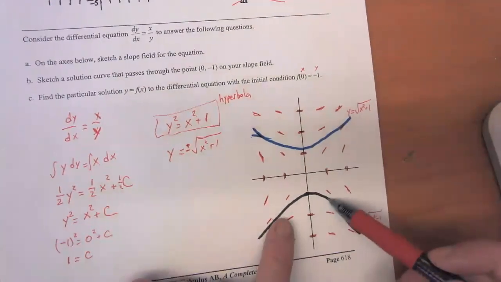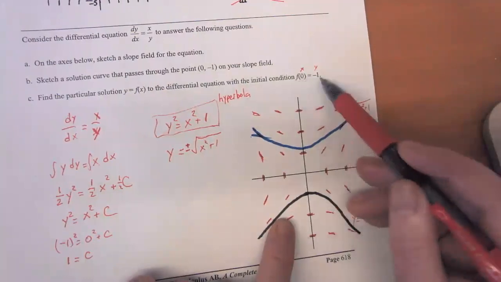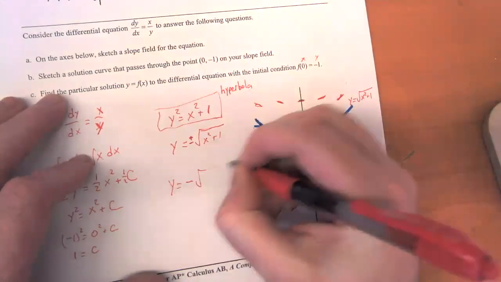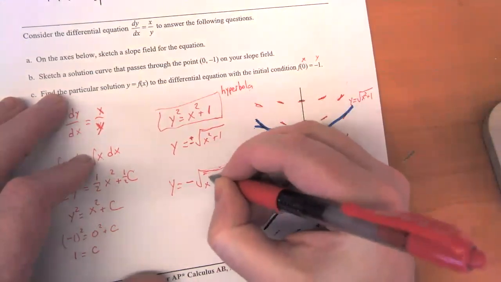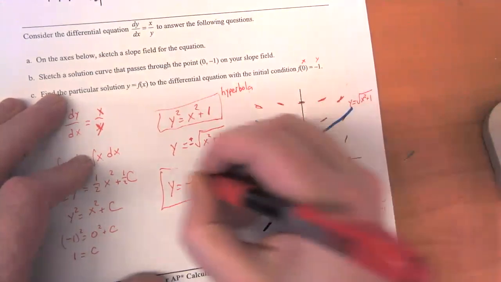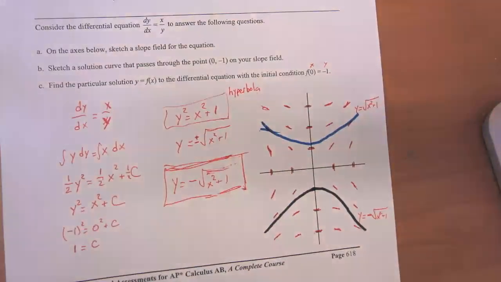But the branch that they want us to look at, since they've got f of 0 is equal to -1, is y equal to negative the square root of x squared plus 1. So this is what we're going to put our box around and claim victory and get an escape before my gel pen gets any more out of ink.